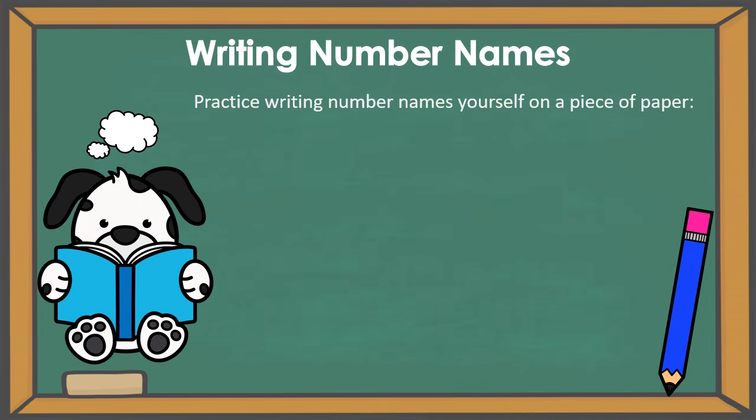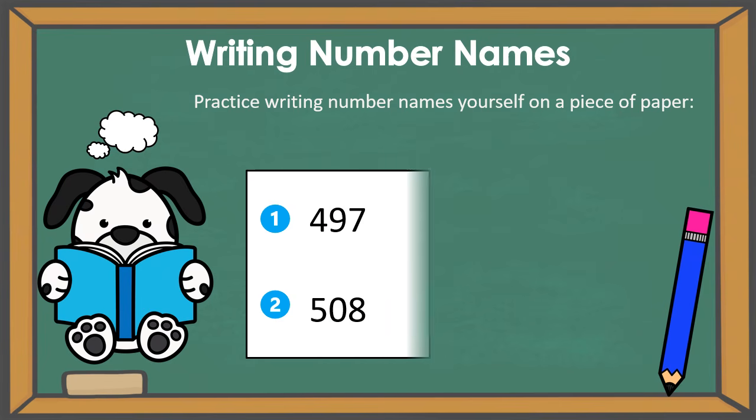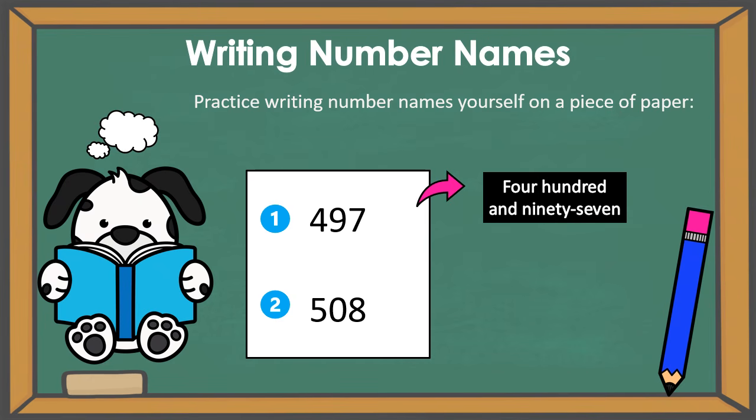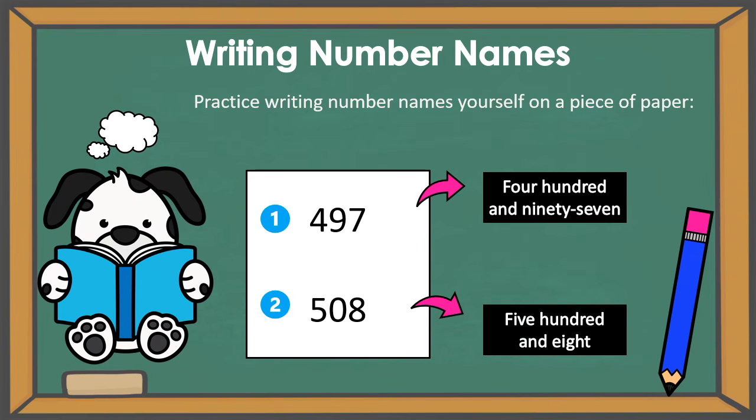Now practice writing number names yourself on a piece of paper. 497, the first number. Its number name is 497. Second number is 508. There are 5 hundreds, 0 tens and 8 ones, and its number name is 508.